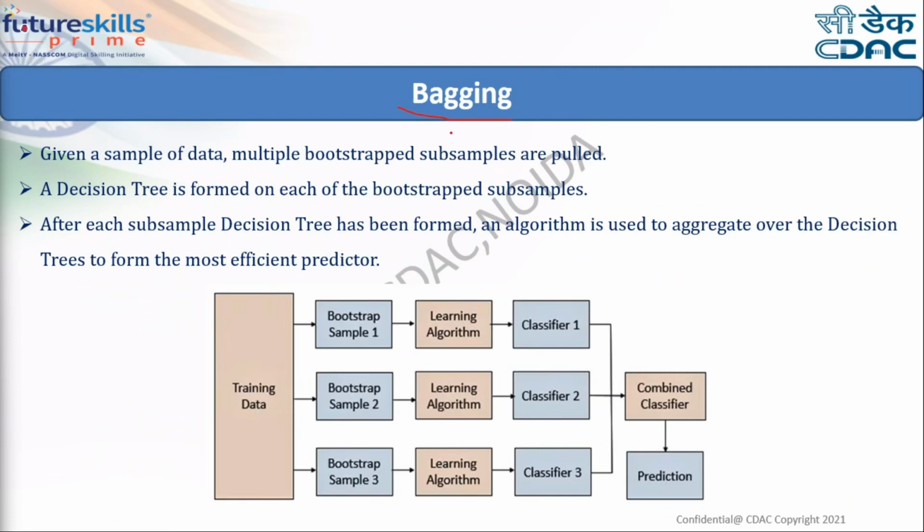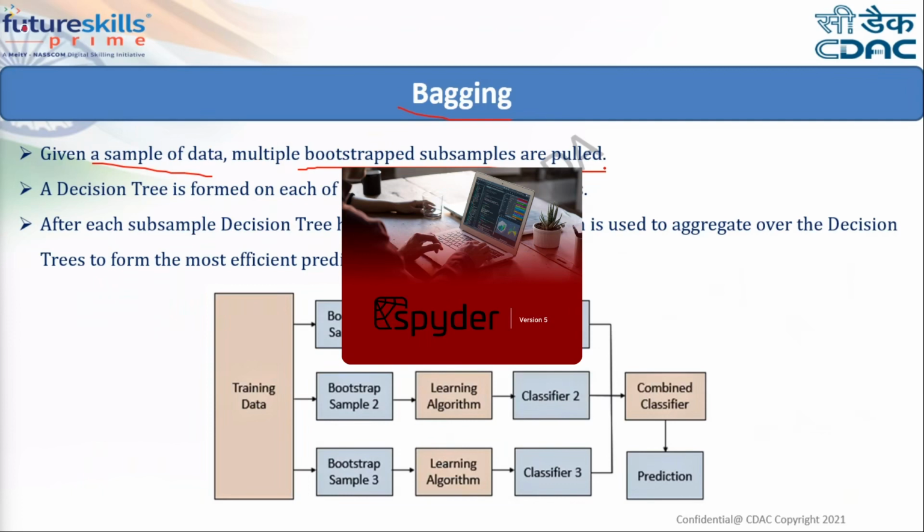Now, bagging is explained over here: given a sample of data, multiple bootstrapped subsamples are pulled. How? They randomly pull the samples, they randomly pull the rows. A decision tree is formed on each of the bootstrapped subsamples.